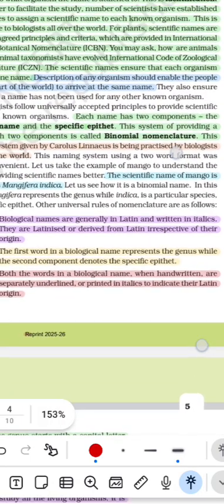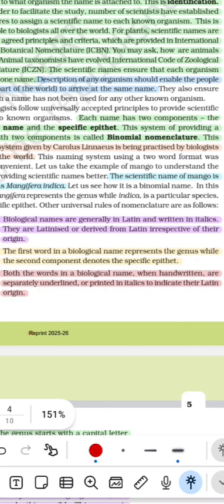Okay, next point. The first word in a biological name represents the genus while the second component denotes the specific epithet. Both the words in a biological name, when handwritten, are separately underlined, or printed in italics, to indicate their Latin origin. So when we print a biological name, it will be printed in italics. You can see the difference here. This is a type of print, but in this written language, Mangifera indica, there is the use of italics.